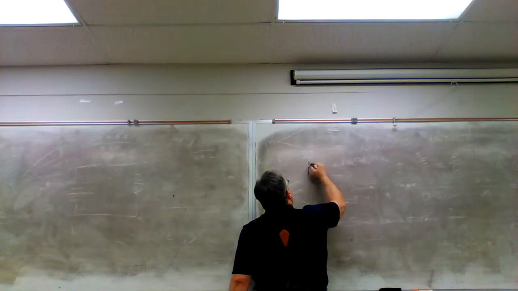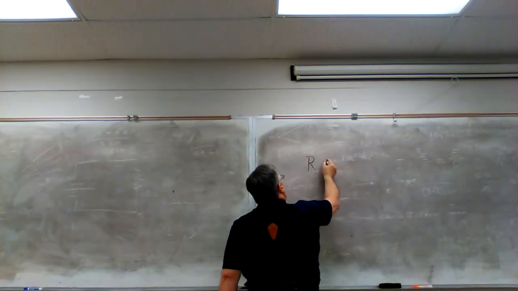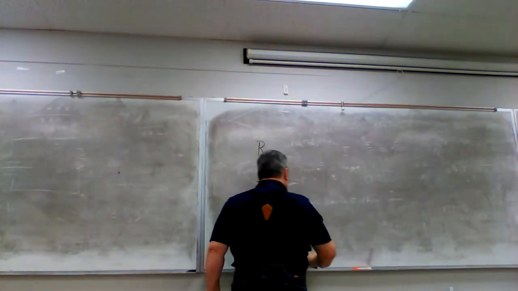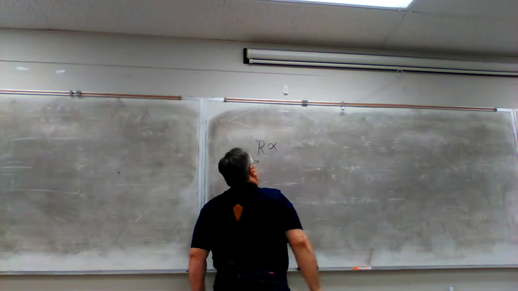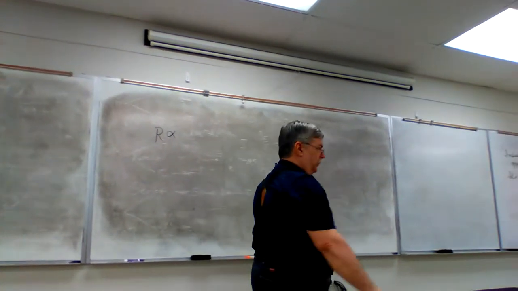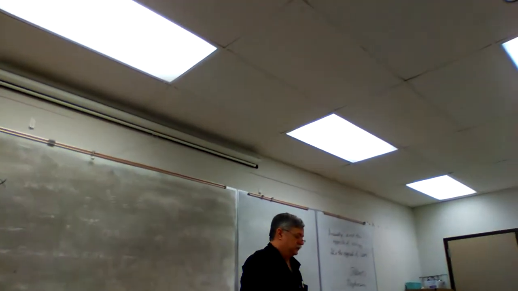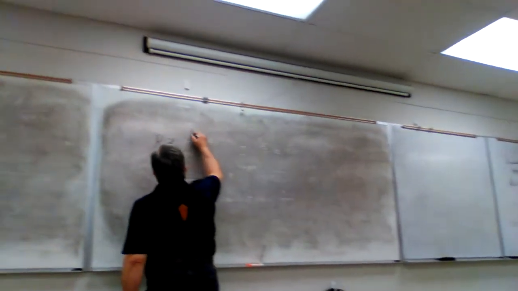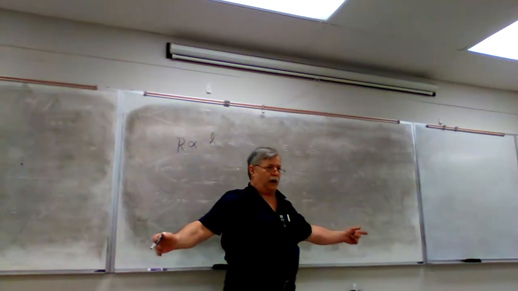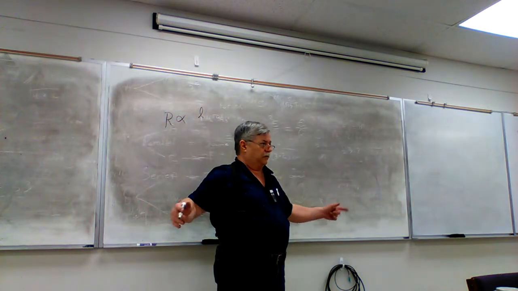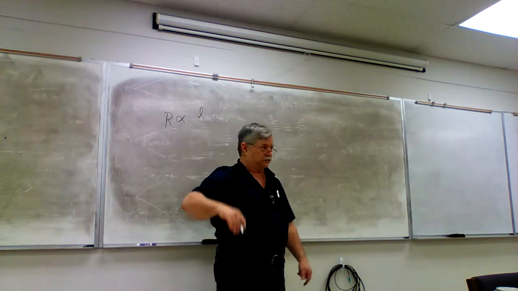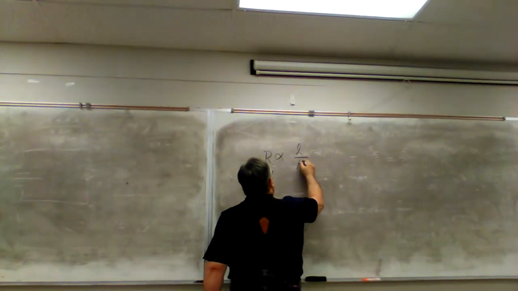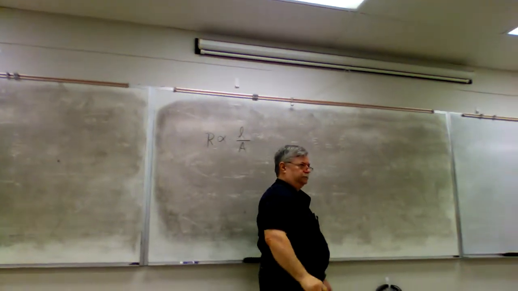Now the resistance of that wire is going to be proportional. Yeah, let me change that to proportional. The resistance of the wire is proportional to its length, meaning that the longer you make the wire, the bigger the length, the bigger the resistance. As the length increases, so does the resistance. And it is inversely proportional to its cross-sectional area.